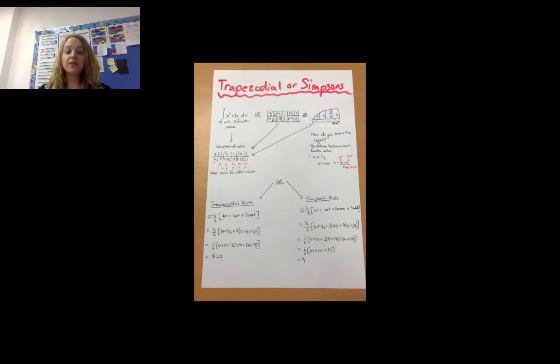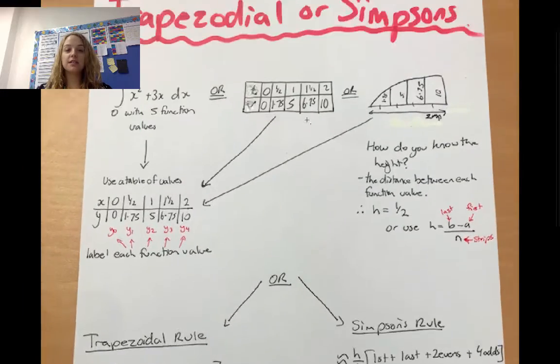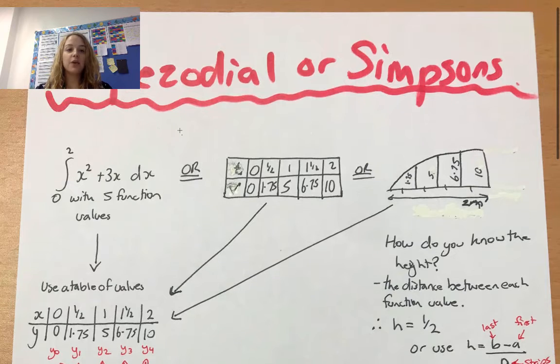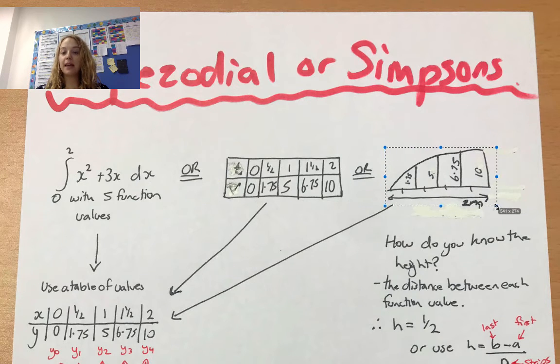So, firstly, if we have a look at this sheet here, you are either going to get a function like this, which tells you that you're going to use 5 function values. You could also get a table of values, t and v, or any other variable, which already gives you the function values. Or you'll get some kind of practical application like this one here, like the area of a pond or the area of a garden, and you'll have to go from there.